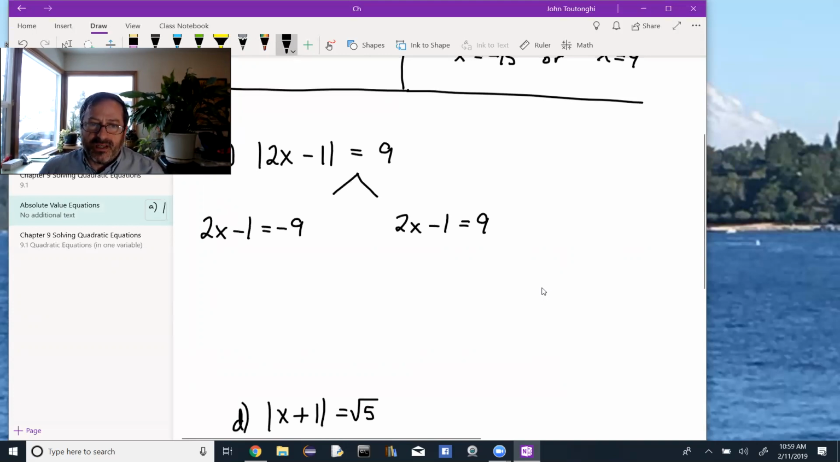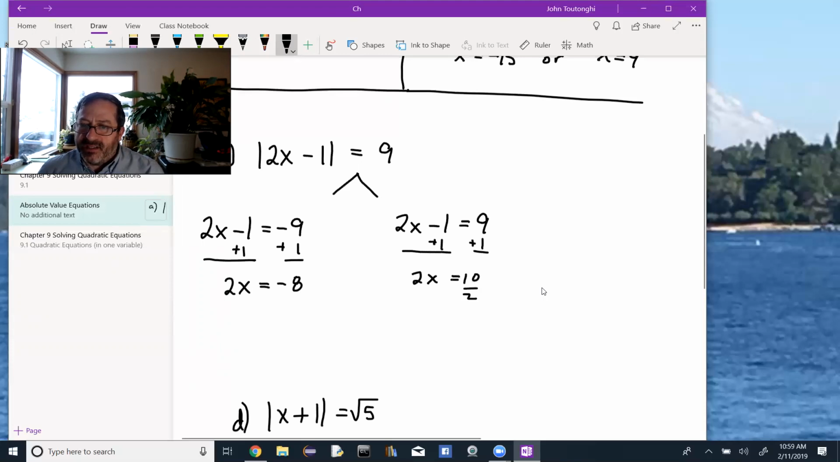But then when we solve these two equations, so here I need to add 1. This process of adding 1 should be the same in both of these equations. In other words, we don't change the 2x minus 1. We don't change the thing inside the absolute value. So on the left, we get 2x equals negative 8. And on the right, we get 2x equals 10. Divide everything by 2. And we get two solutions. X equals negative 4, or x equals 5. So notice they're not negatives of each other.